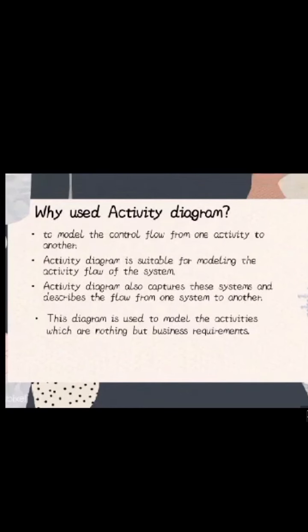An application can have multiple systems. Third, the activity diagram also captures these systems and describes the flow from one system to another. This specific usage is not available in other diagrams. These systems can be a database, external queues, or any other system. Fourth, the activity diagram is used to model the activities, which are nothing but business requirements. The diagram has more impact on business understanding rather than implementation details.